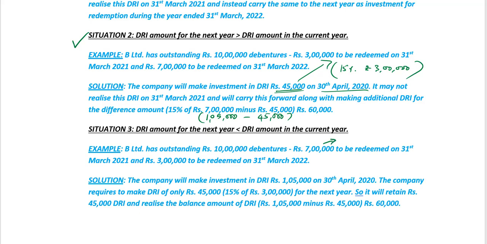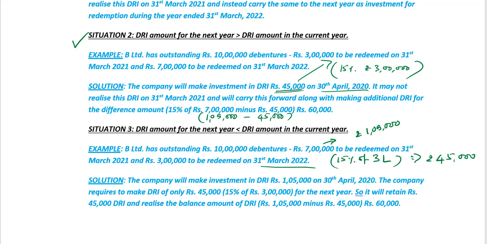Now we need to make an investment of first 15% of rupees 7 lakh, which is rupees 1 lakh 5,000. And in the next year, the required DRI amount is 15% of rupees 3 lakh, which comes up to rupees 45,000. Now the company will make an investment in DRI of rupees 1,05,000 on 30th April 2020. The next year, the company requires to make a DRI of only rupees 45,000, 15% of rupees 3 lakh.